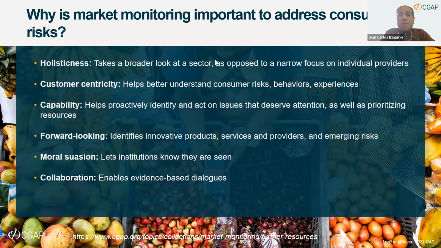Market monitoring also helps identify innovative products and emerging risks, and lets these institutions that are starting to appear in the market know that they are seen. And also, market monitoring enables a dialogue among different stakeholders, including providers as well as consumer groups and representatives. So market monitoring, we believe, is a very important way to enable a more gender-smart consumer protection.